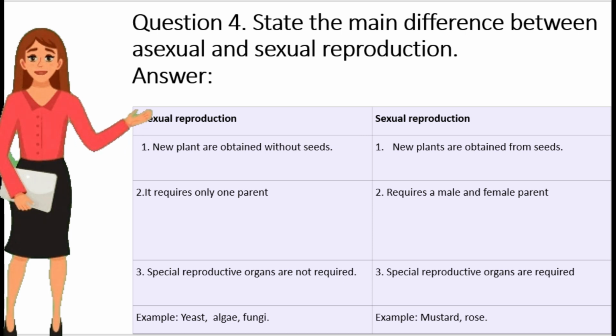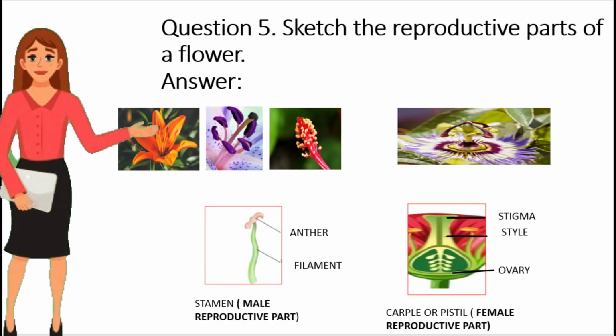3. In asexual reproduction, special reproductive organs are not required, whereas in sexual reproduction, special reproductive organs are required. 4. Asexual reproduction examples are yeast, algae, and fungi. Whereas sexual reproduction examples are mustard, rose. Question 5. Sketch the reproductive parts of a flower. Answer. The figure shows the male reproductive parts and female reproductive parts of flower.